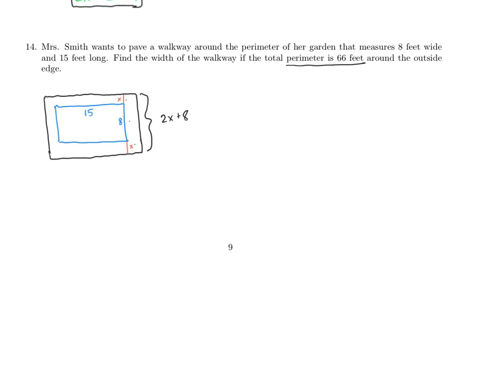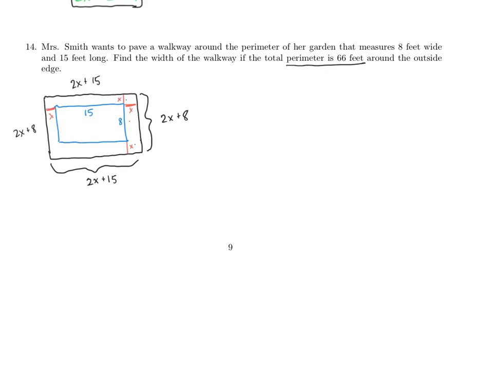So now I'm going to do the same thing for the length of the walkway. I have 15, but then I also still have the two widths of the walkway. I have this width is X, and this width also has to be X because it's uniform all the way around. And so we're going to have two X's and a 15. So 2X plus 15 is the length of the outside edge of the walkway. And now we know the perimeter of that is 66. So to find the perimeter, you add up all the lengths of the sides. So you have two lengths and two widths.